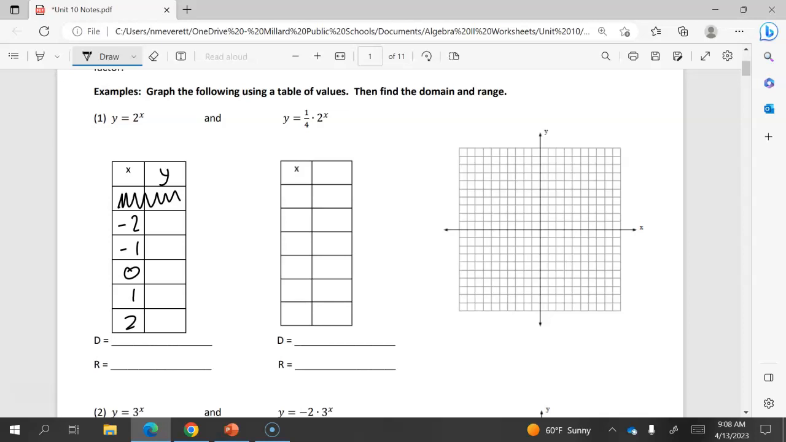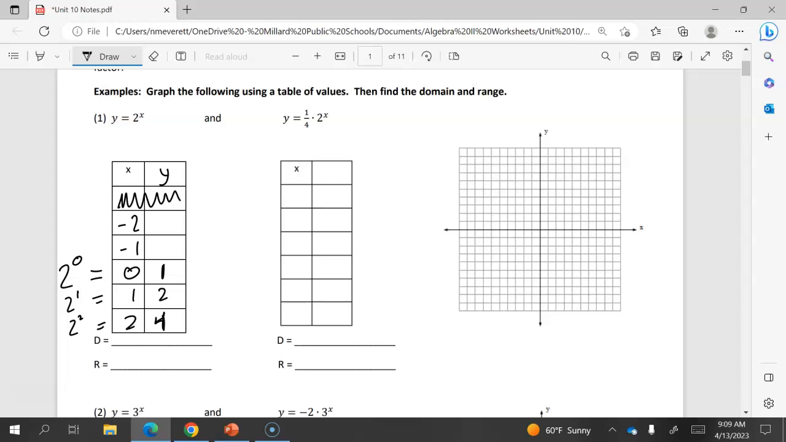So y equals 2 to the x. Generally what I do is 0 and the positives first. 2 to the 0 power, well, as I said, that's 1. This is 2 to the 1 power, which is 2. This is 2 to the 2nd power, which is 4.